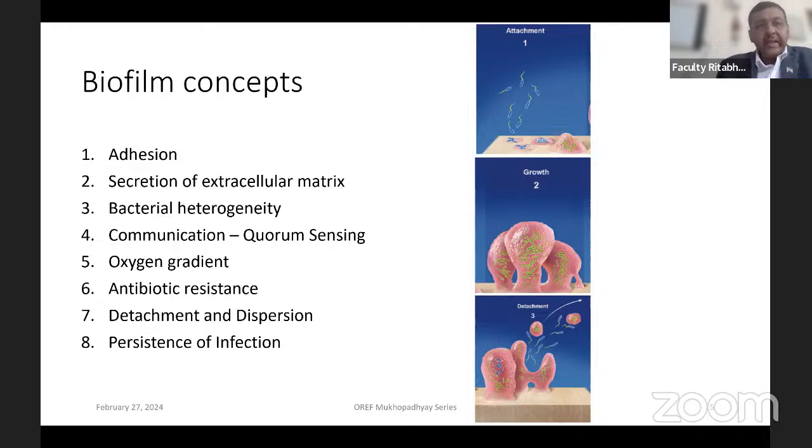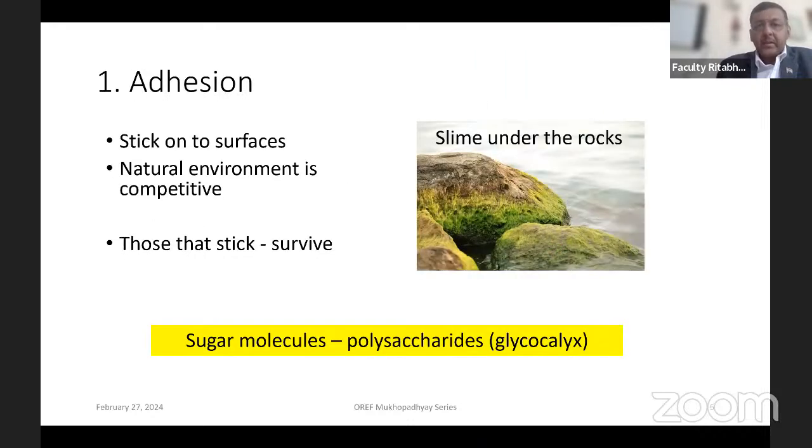The first one is adhesion. You would have seen a picture like this on the screen of algae forming under rocks. These are examples of adherence. The algae, the bacteria that are flowing in the water will keep flowing and get washed away into the sea and the river. But those bacteria that can stick somewhere can survive. The natural environment is actually very competitive, and so it is inside our human body. And those bacteria that can stick survive.